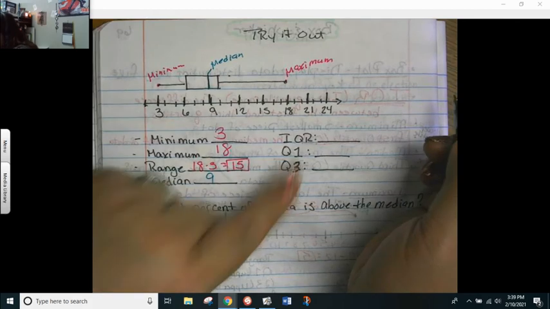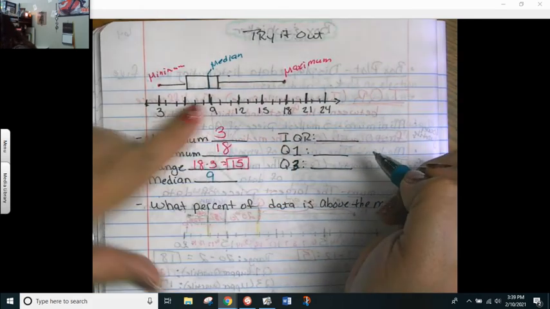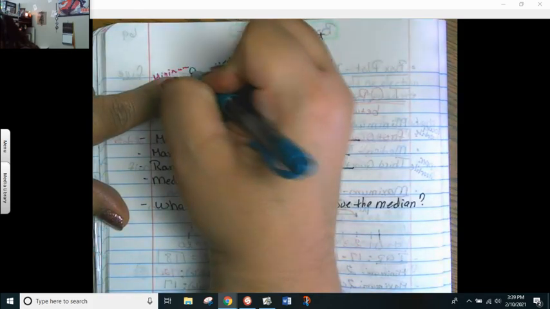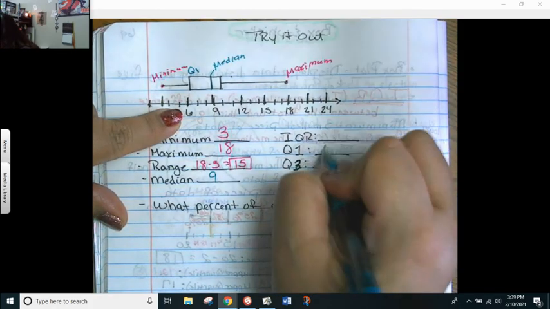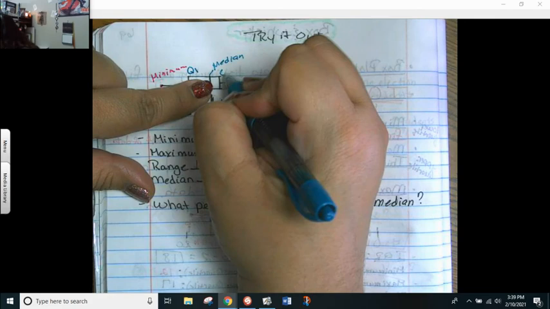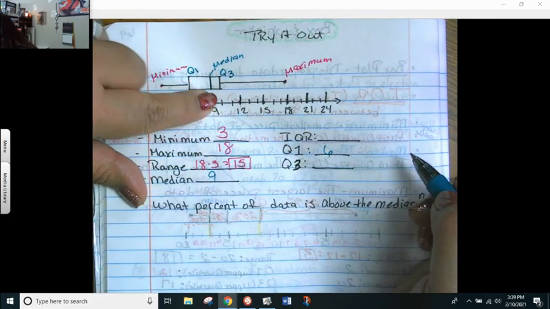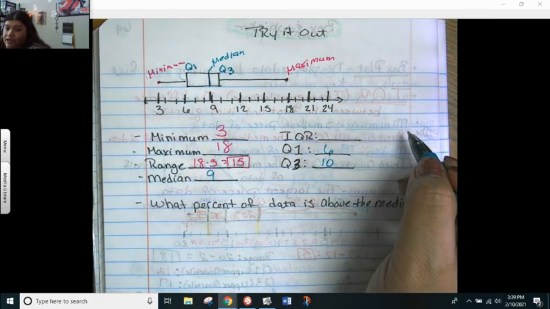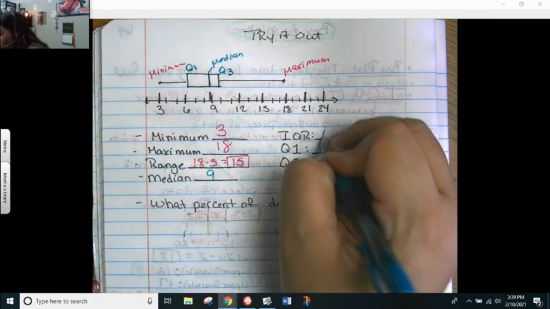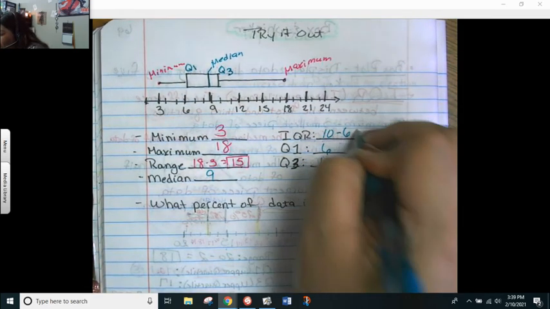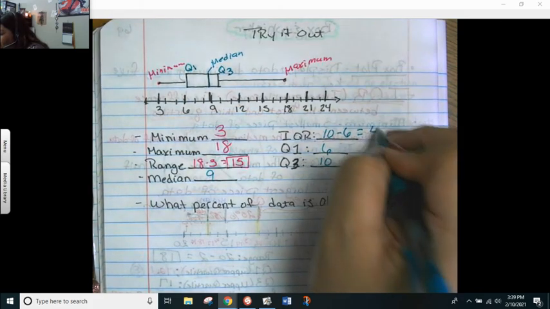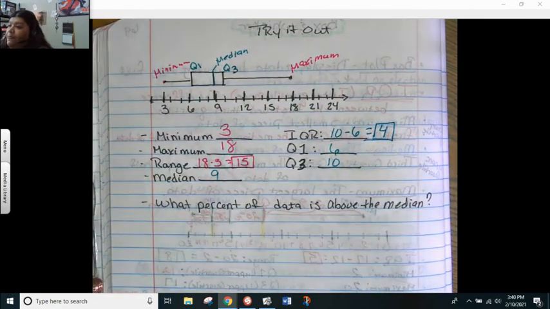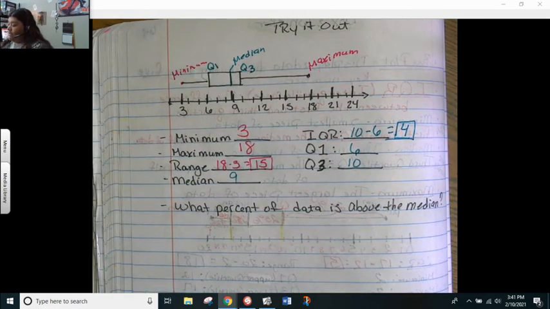All right, interquartile range. I'm going to go ahead and do these first. So Q1 is 6 and Q3 is 10. And I did that first because to find the interquartile range, I just subtract them. So it'll be 10 minus 6. That way I just do less work. And that'll give me 4.